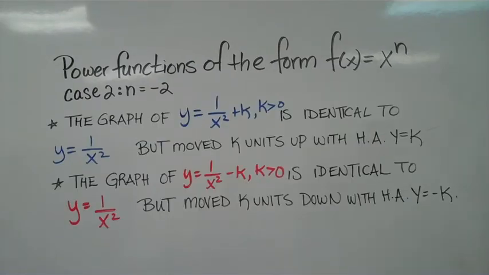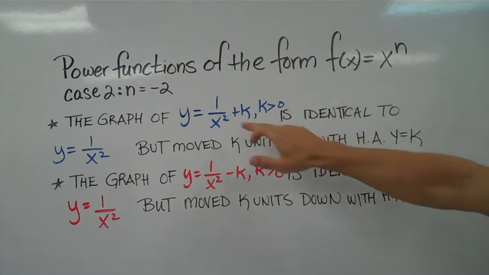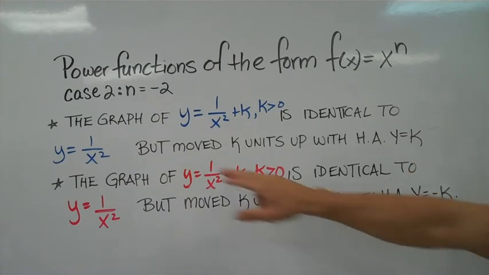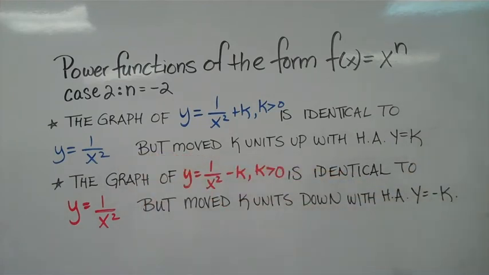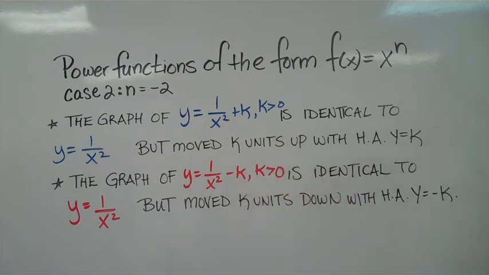The graph of y = 1/x² + k, where k is greater than 0, is identical to the parent function y = 1/x², but moved k units up. So our horizontal asymptote has moved up from y = 0 to y = k. Similarly, the graph of y = 1/x² - k, where k is greater than 0, is identical to the parent function y = 1/x², but moved k units down. So our horizontal asymptote goes from y = 0 to y = -k.